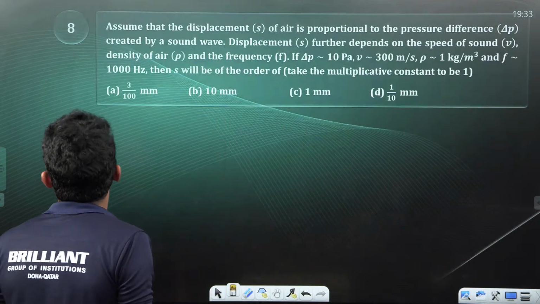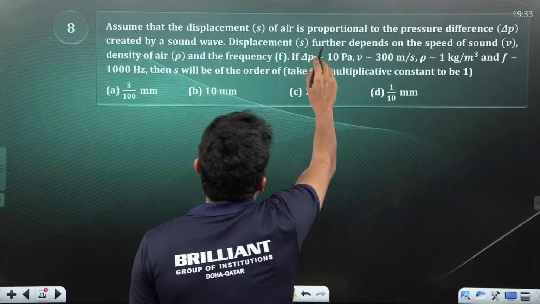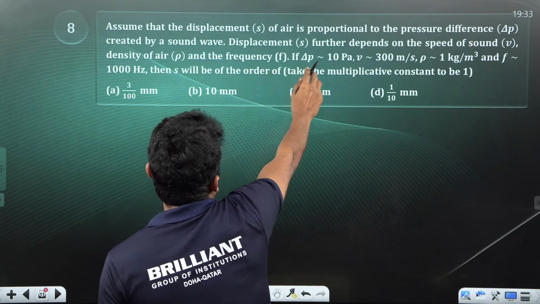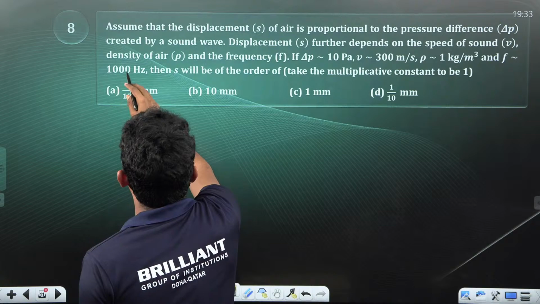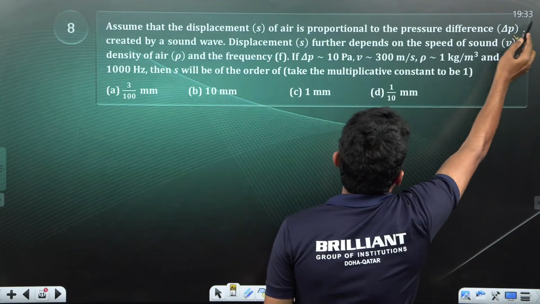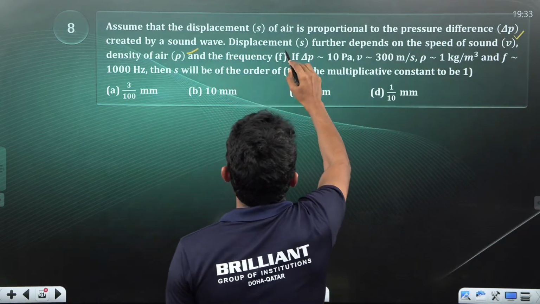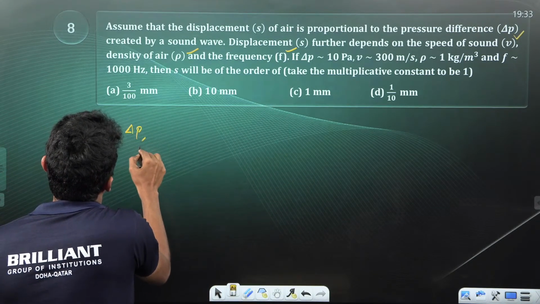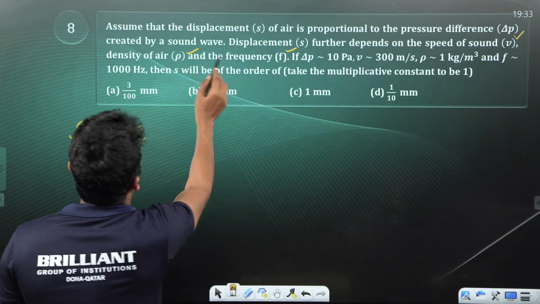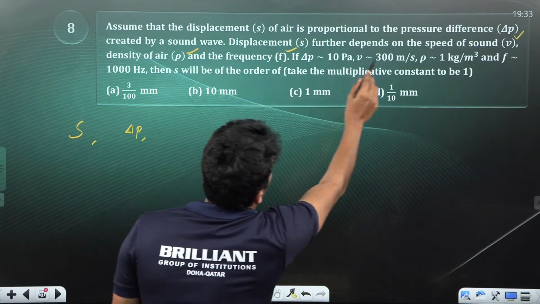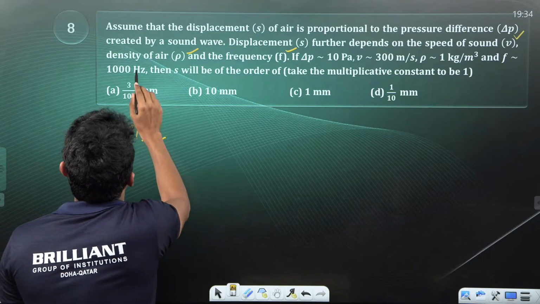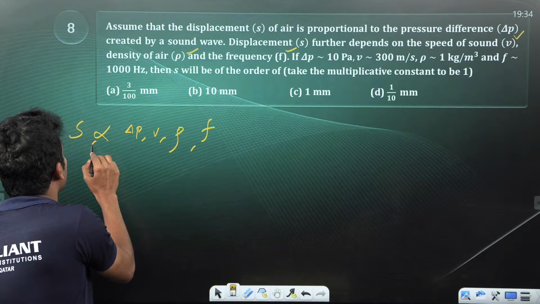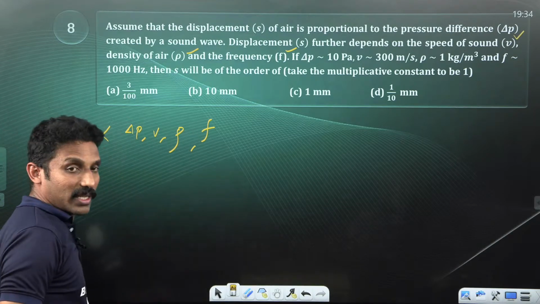Okay, now 8th one is, assume that the displacement of air is proportional to the pressure difference delta P created by a sound wave. Displacement further depends on the speed of sound V, the density rho, frequency F. So displacement depending on pressure difference, depending on what? It depends on the speed of sound and density of air, frequency of the wave. These are the things about which the displacement is depending.